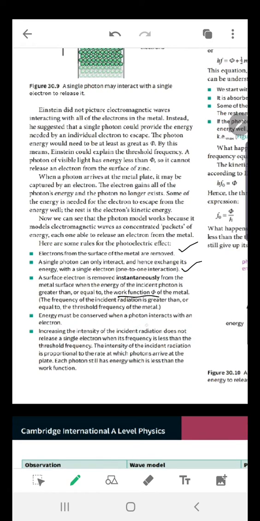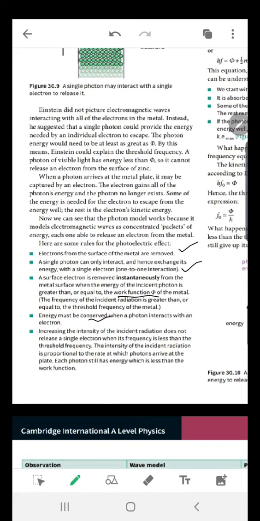Energy must be conserved when the photon interacts with an electron. Of course, it will be conserved, because some of the energy is taken by the electron to escape, and the other part is the electron's kinetic energy.